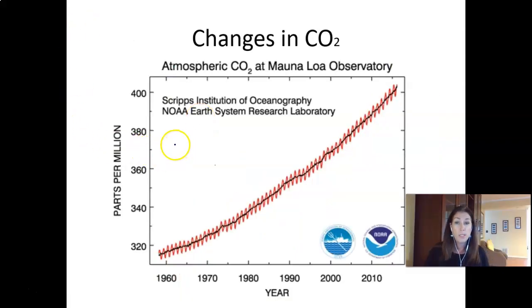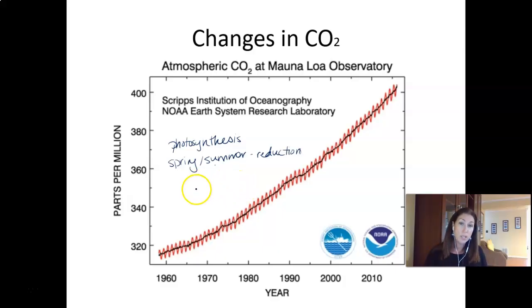So you see this up and down because in our springtime, the plants are all blooming and into the summer, and so in the spring and the summer, we see a slight reduction in CO2 because the trees are all blooming and taking CO2 out of the atmosphere. And in the fall and the winter, when our deciduous trees lose their leaves, we see an increase in our CO2.